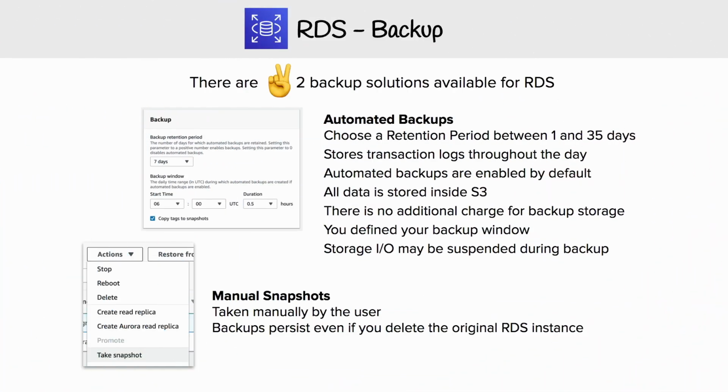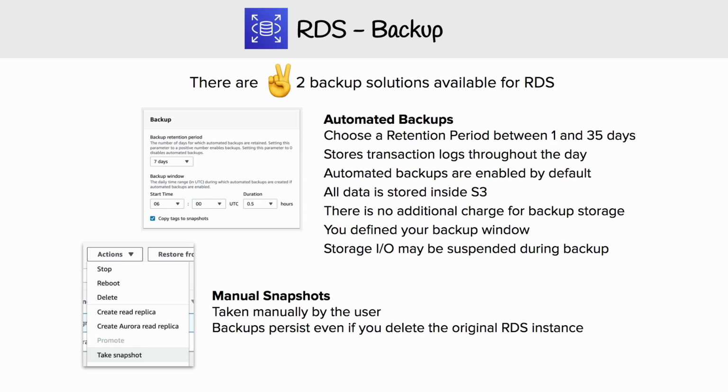So now we're taking a look here at RDS backups, okay? So we have 2 solutions available to us, starting with automated backups. What you're gonna do is choose a retention period between 1 and 35 days. Now, generally, most people are going to set this to 7. And if you were to set it to 0, that's actually how you turn it off.